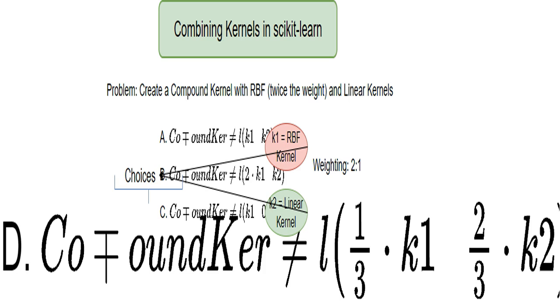I've assigned weights of 1/3 to the RBF kernel and 2/3 to the linear kernel. This ensures the RBF kernel's influence is twice that of the linear kernel, and the weights add up to 1/3 plus 2/3 equals 1, giving a properly normalized compound kernel. This is the most mathematically sound way to represent the 2:1 ratio.